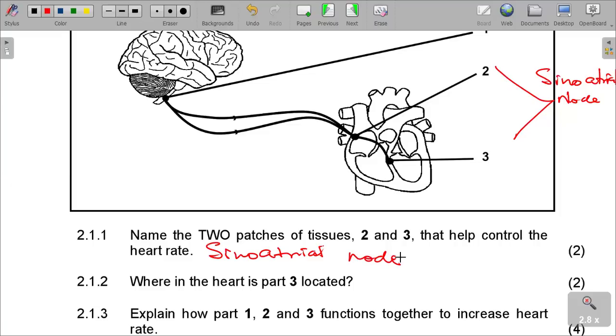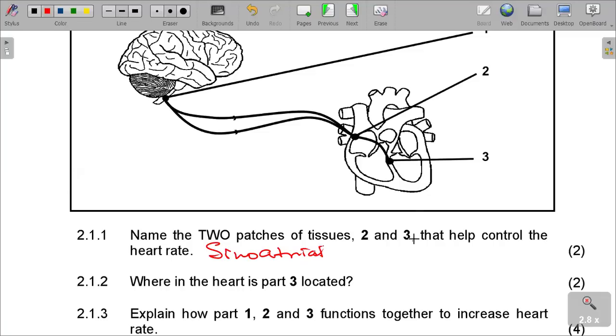And then where in the heart is part 3 located? Sorry, wait here. Check this question. It's saying name the two patches. Let me just kindly properly correct this one. I'm just moving too fast here. Sorry for the speed. The question is saying the two patches here.